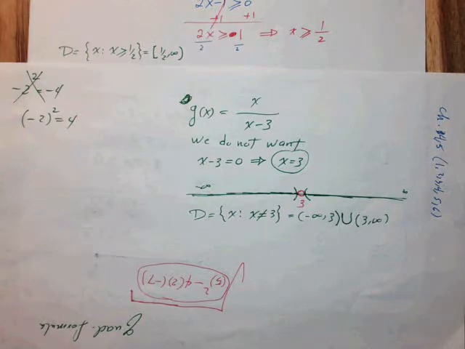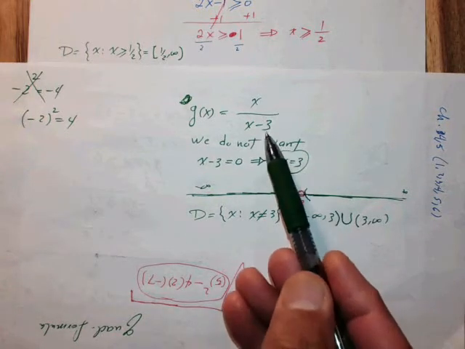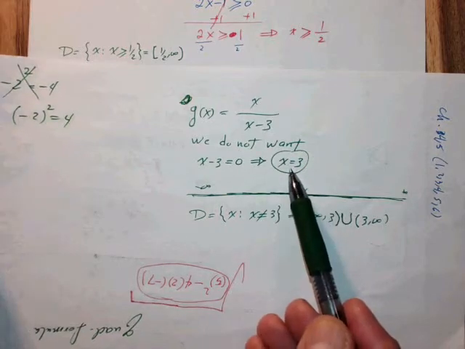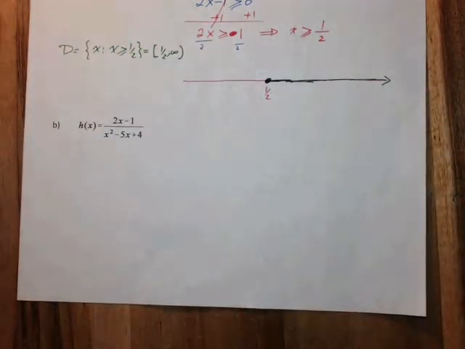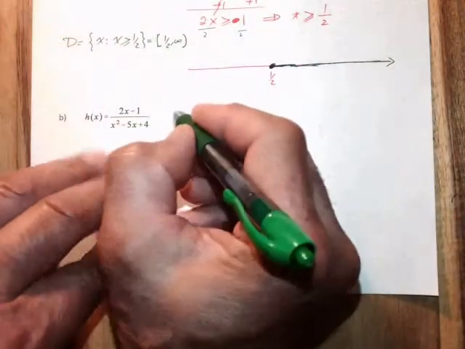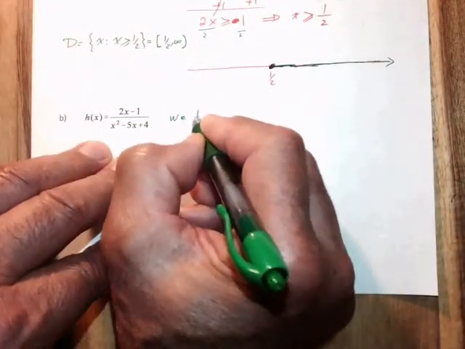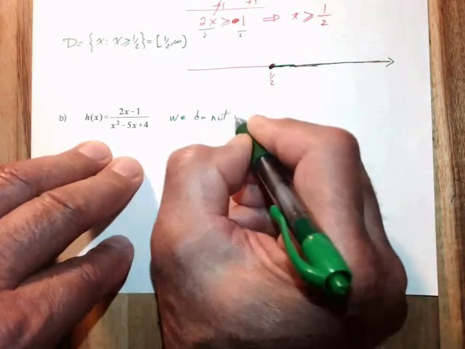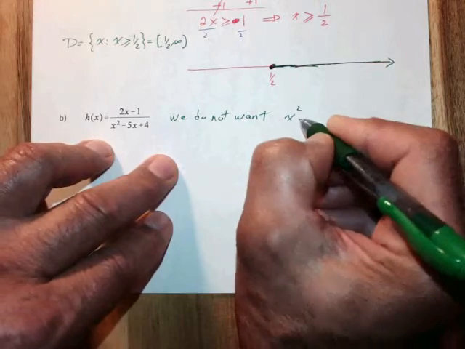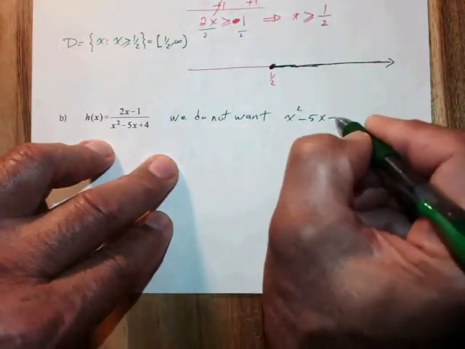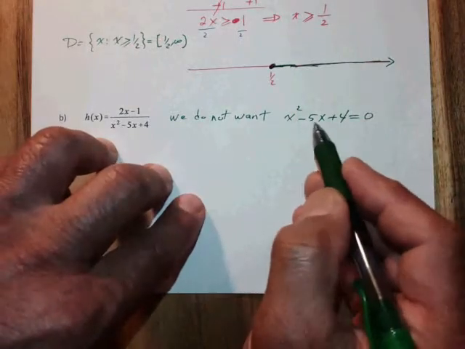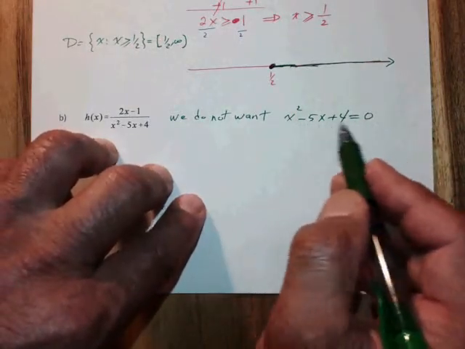Okay. So in this case, we had one bad value that we had to remove. Sometimes you have more than one value that we have to remove. Like this example here, it is a similar concept. We say we do not want x squared minus 5x plus 4 to be equal to 0. So I have to find the x values that make this one equal to 0.